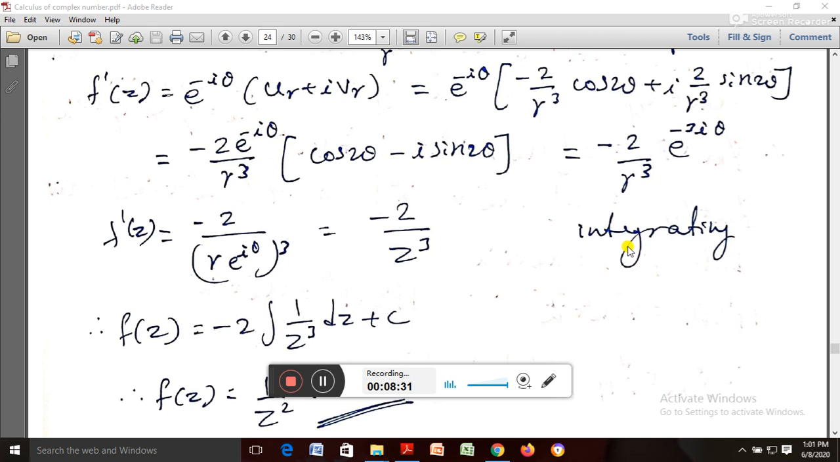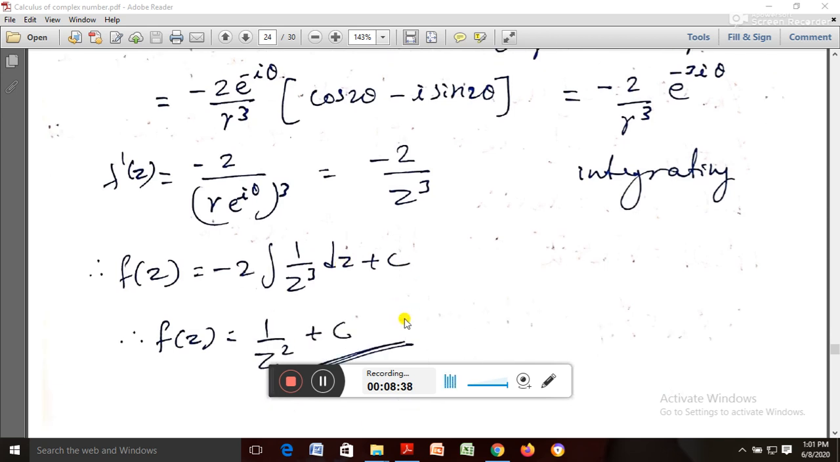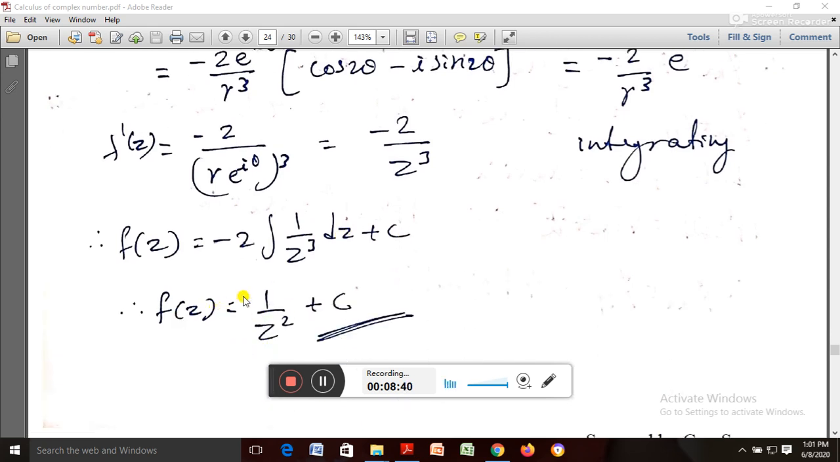On integrating with respect to z both sides, we get f of z is equal to minus 2 times the integration of 1 by z cubed with respect to z, plus integration constant c. Minus 2 as it is, and the integration of z cubed is minus 1 divided by 2 z squared. The 2 cancels, minus minus cancels, remaining is 1 by z squared plus c. So f of z is equal to 1 by z squared plus c.